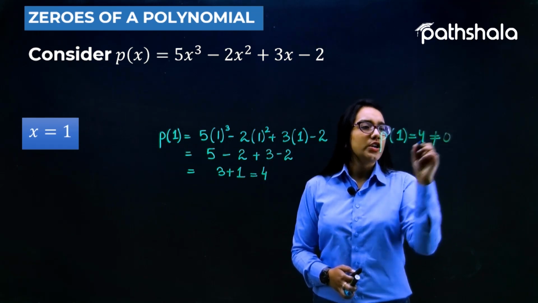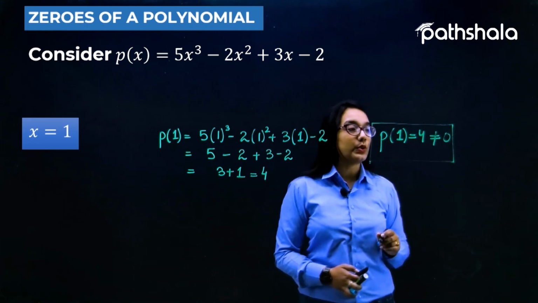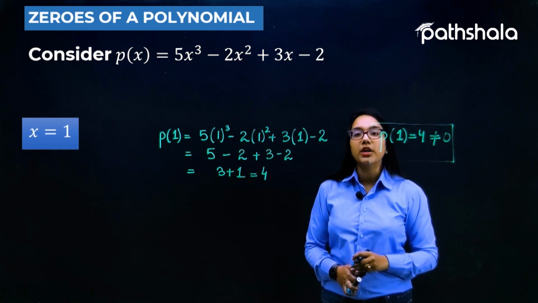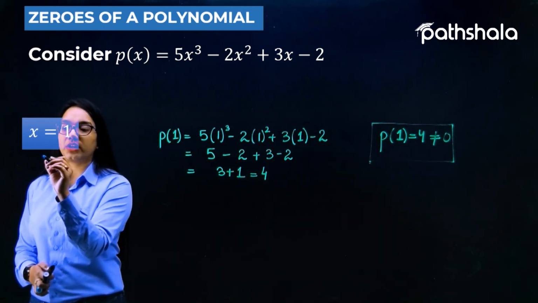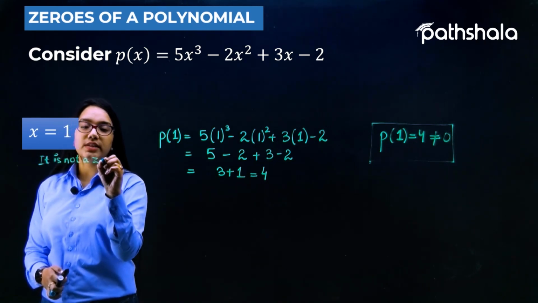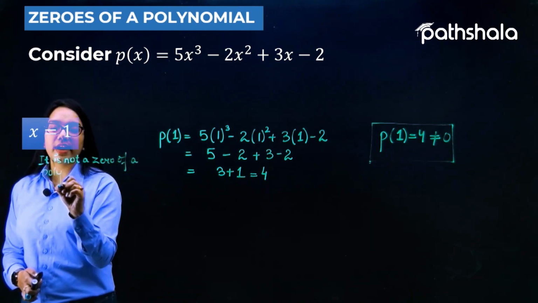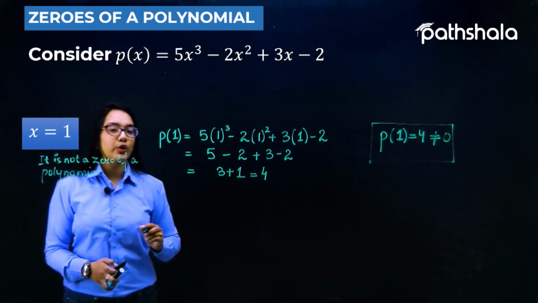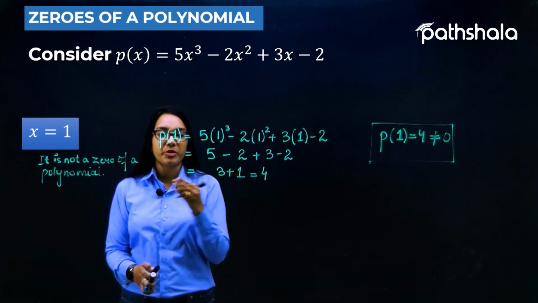So any value which is not giving the value of the polynomial as equal to 0, such type of a number is definitely not called a zero of a polynomial. So x is equal to 1 is not a zero of a polynomial. Why so? Because it is not satisfying the condition that a number c is called a zero of a polynomial only when we substitute c in the polynomial, p(c) should be equal to 0.